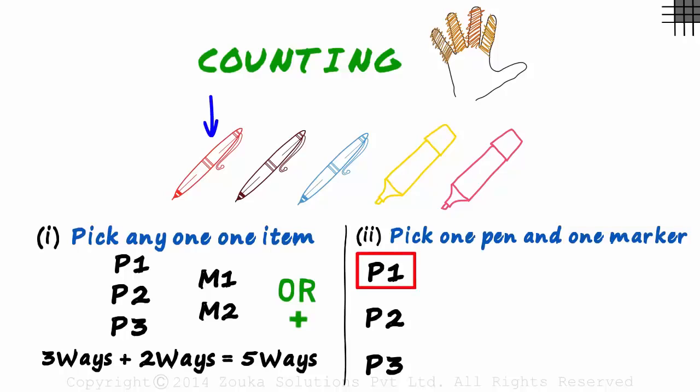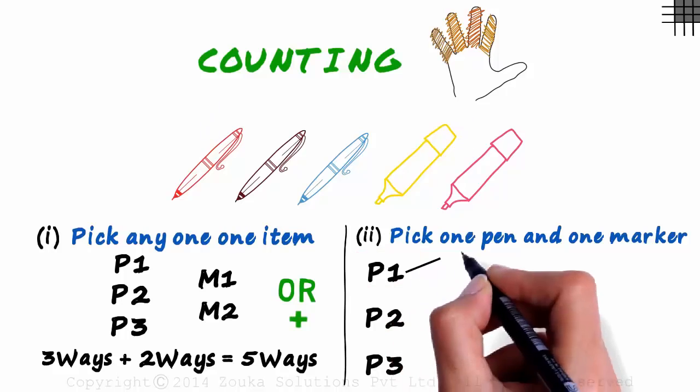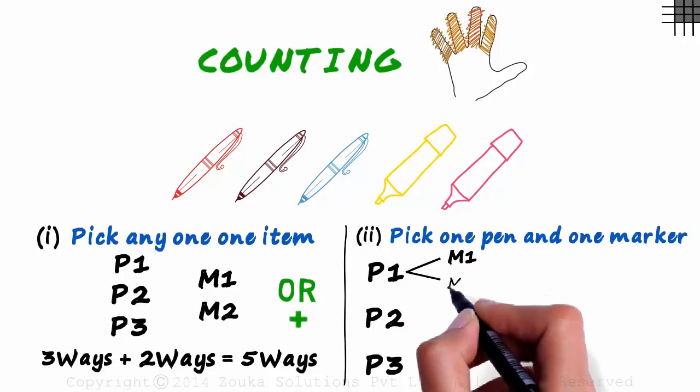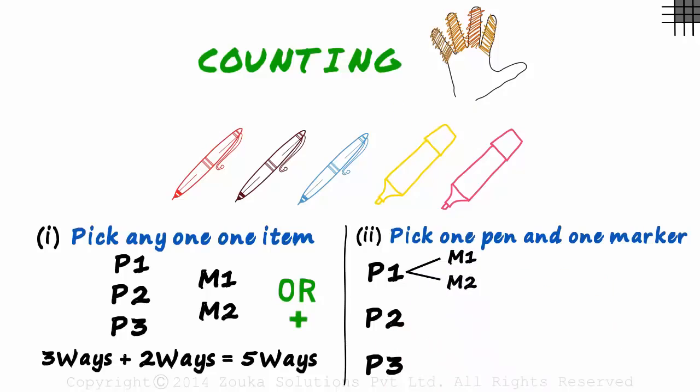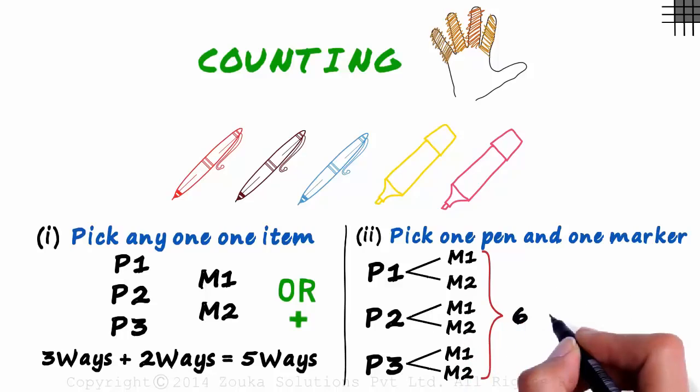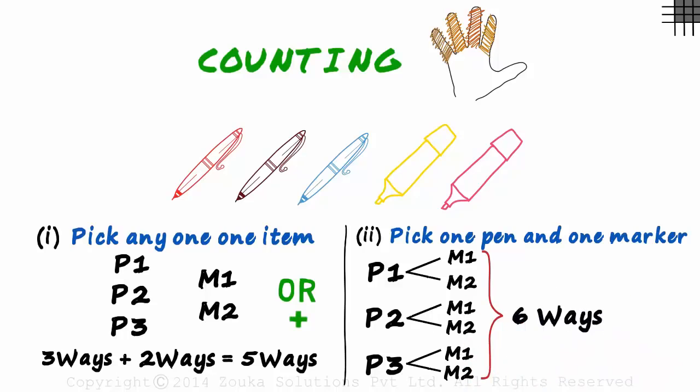Maybe after picking the first pen, we pick the first marker. Or maybe after picking the first pen, we pick the second marker. So one way is P1M1 and another is P1M2. Or maybe we pick P2 and then M1 or P2 and M2. In all, we can see that there are 6 ways in which we can pick a pen and a marker. Which are the 6 ways? P1M1, P1M2, P2M1, P2M2, P3M1 and P3M2.